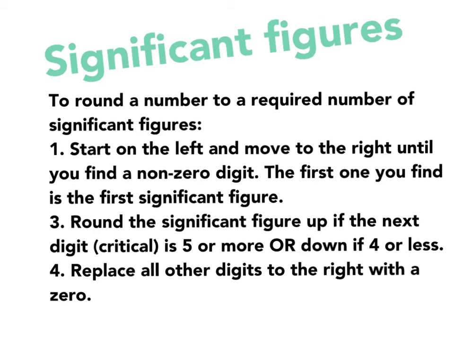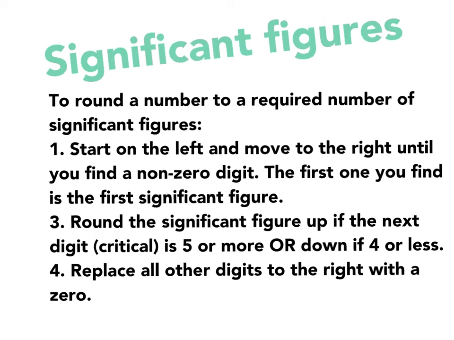Now, commonly, I won't have a number that starts with a 0, but just in case I do, I've put the definition in here for you. You find the first non-zero digit. That first one that you find is the first significant figure, which means the second non-zero digit from left to right is the second, and then the third, and then the fourth, and so on and so forth.